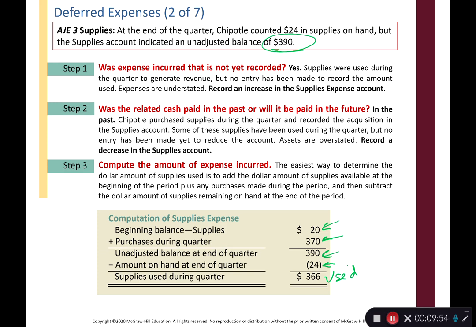So the formula here should be logical. What I start with plus what I buy is what's available. Then what's available minus what's left over must be what's gone, or what is used.